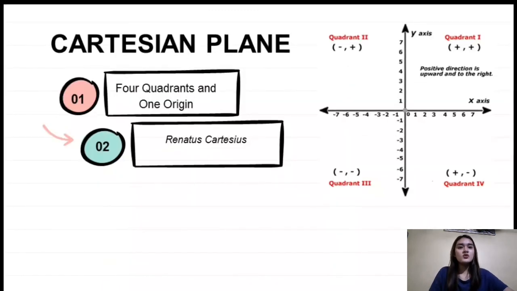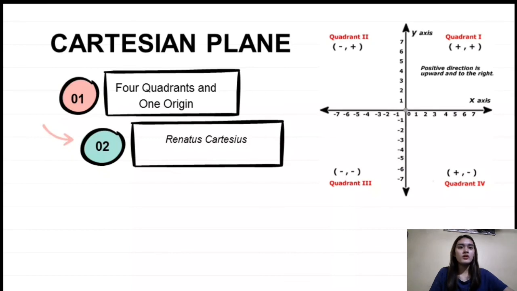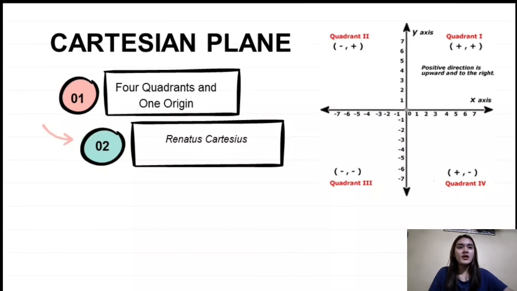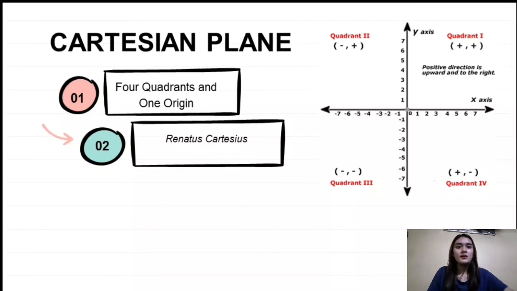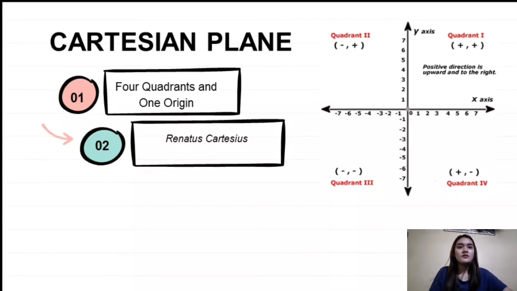Cartesian plane. I know most of us are familiar with this, and it consists of 4 quadrants, as can be seen in the presentation, consisting of pairs of integers per quadrant. A Cartesian plane only has one origin, which is the center of the plane, and this can be found at the intersection of the two lines. The horizontal line represents the x-axis, while the vertical line represents the y-axis. Next, Renatus Cartesius. This is Descartes' Latin name, and this is where his discovered Cartesian plane derived from. Cartesius, Cartesian.